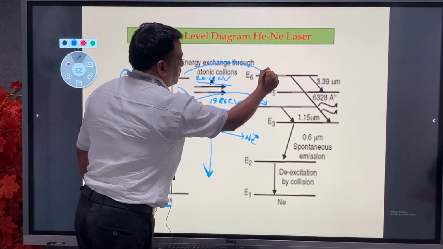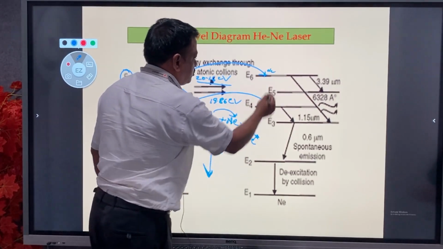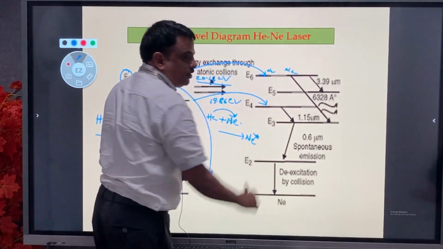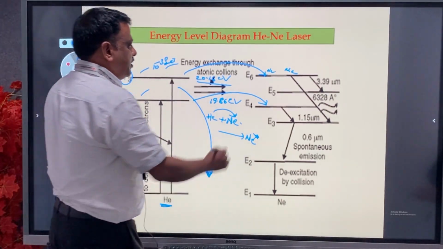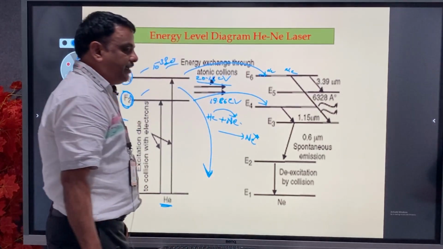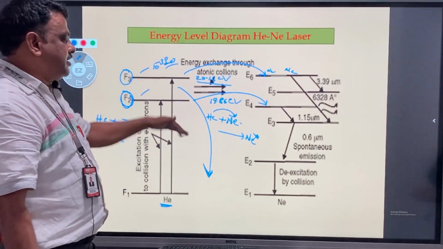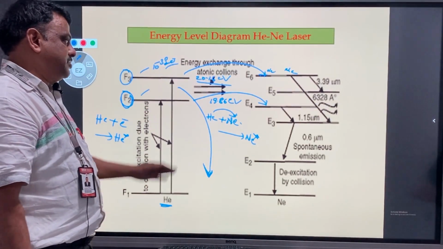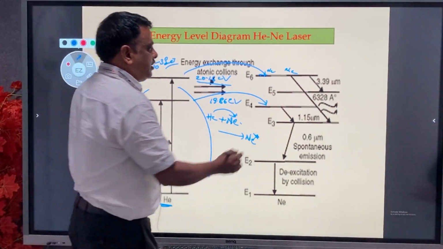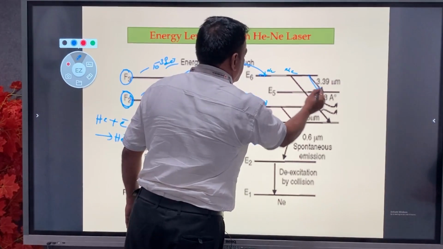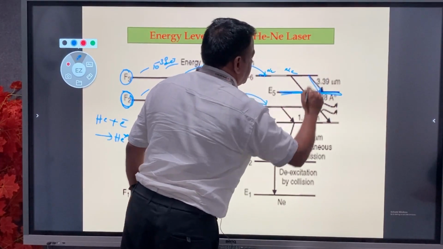In both cases these are neon atoms. Some of the neon atoms go to the E6 energy level, and some go to the E4 energy level. Here both states E6 and E4 act as excited energy levels, that means both act as metastable states. Some of the neon atoms go to the E5 state. This is the E5 state.